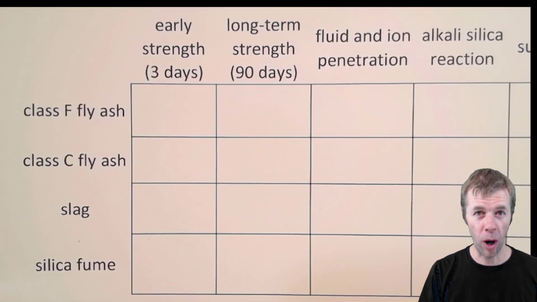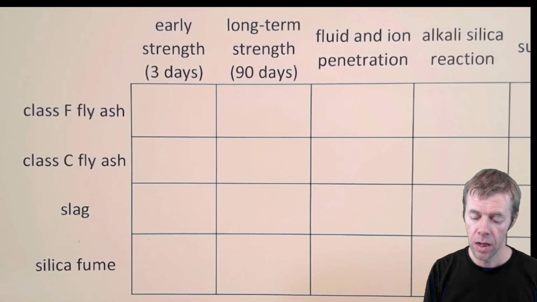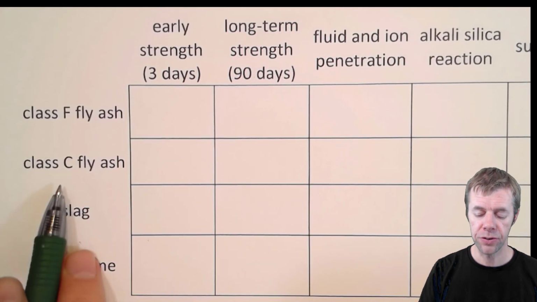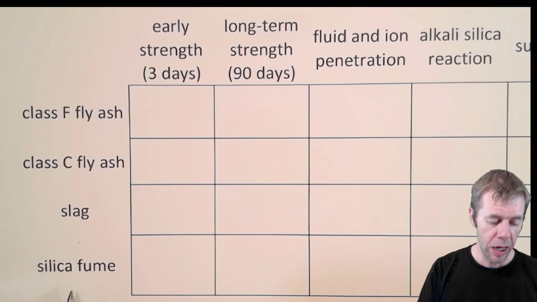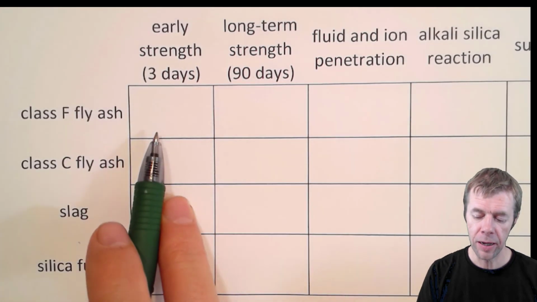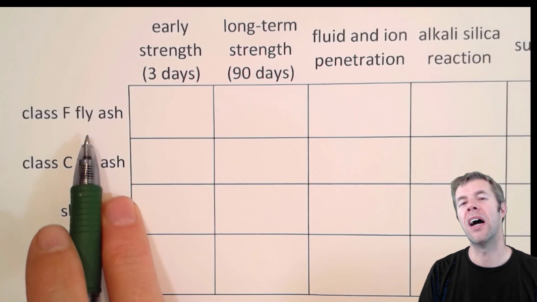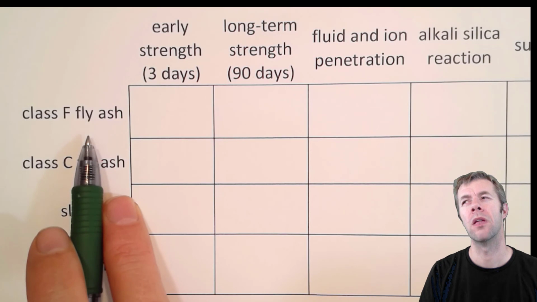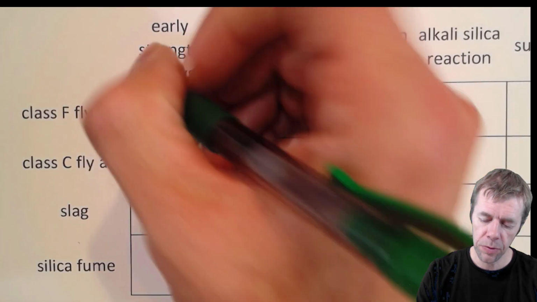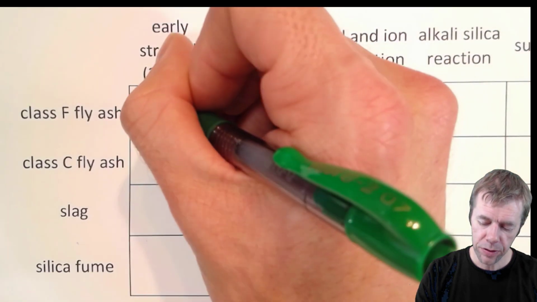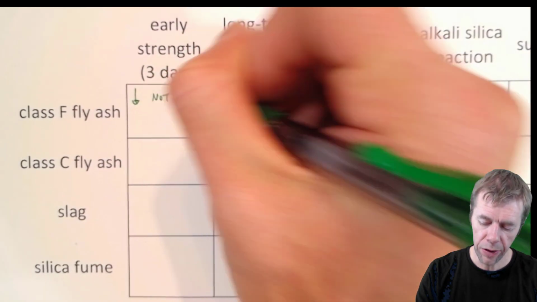Now let's talk about hardened properties. Okay? We have our favorite SCMs again. Class F fly ash, Class C fly ash, slag, and silica fume. And let's talk about early strength gain, and by early strength gain, I mean in the first 3 days. For Class F fly ash, what do we think? It's pozzolan. That means it's not going to react early. So this number is going to go down. Okay? And why is that? Because it's not as reactive.